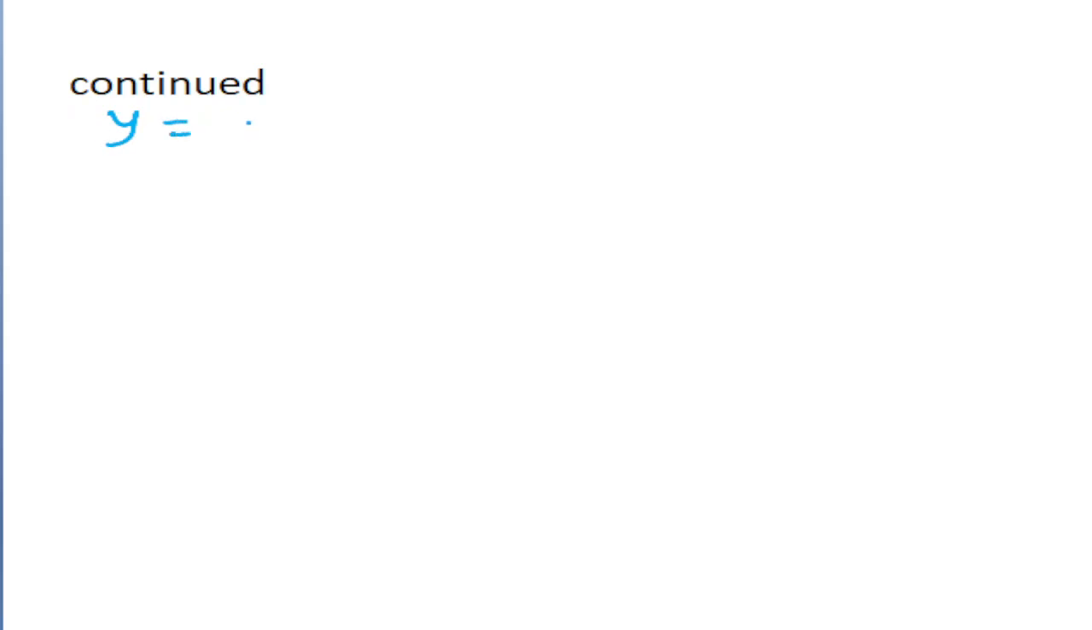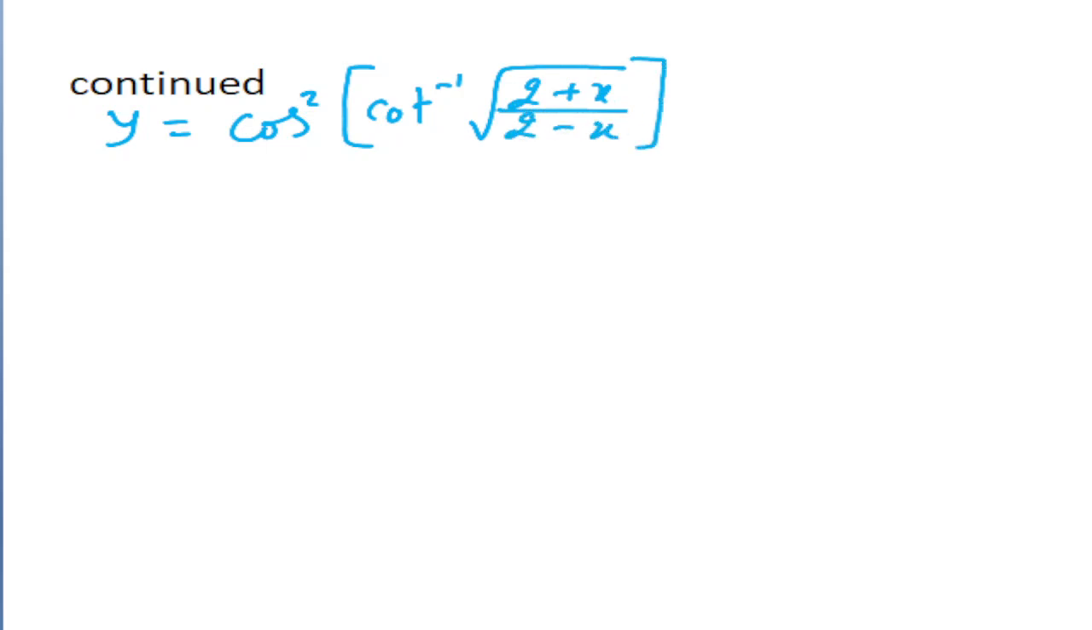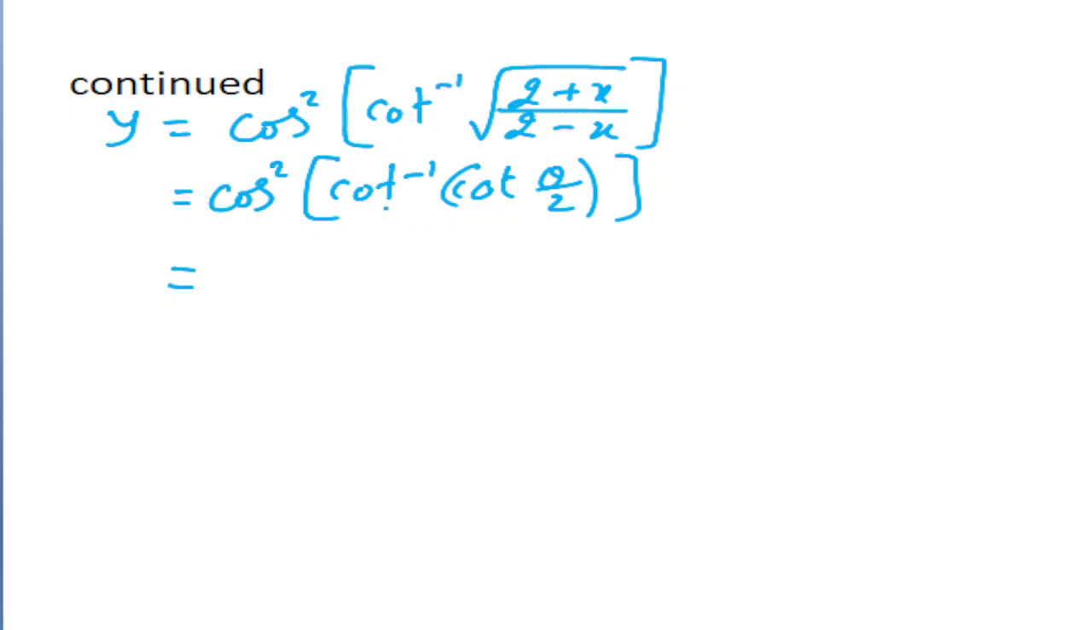Let us take it as y is equal to cos square of cot inverse root of 2 plus x divided by 2 minus x. Now we got the value of this. We'll write that cos square of cot inverse, this value we got as cot theta by 2. Now we are going to use here cot inverse of cot x. Cot inverse of cot x is x. So cot inverse of cot theta by 2 is theta by 2, giving cos square theta by 2.